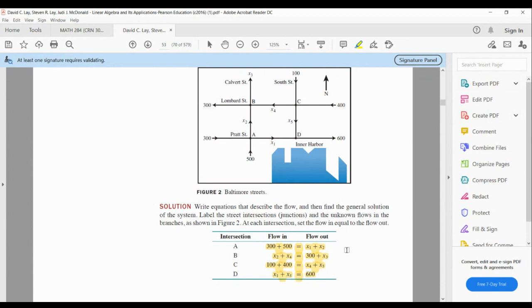So far, looking at junctions A, B, C, and D, and looking at the flow in and flow out, are there any questions on how we get those equations?